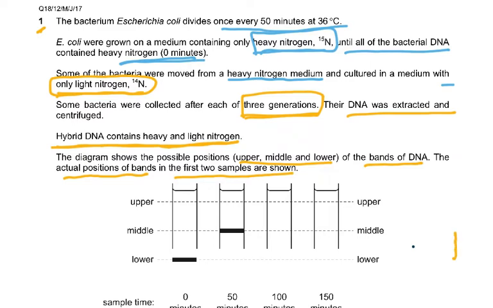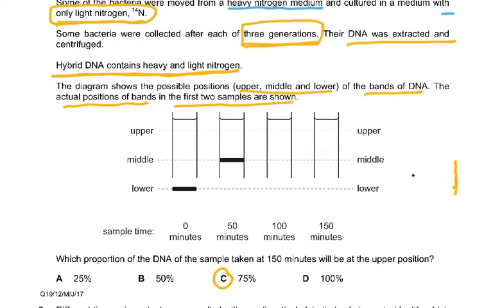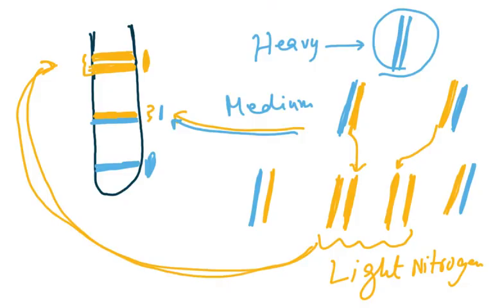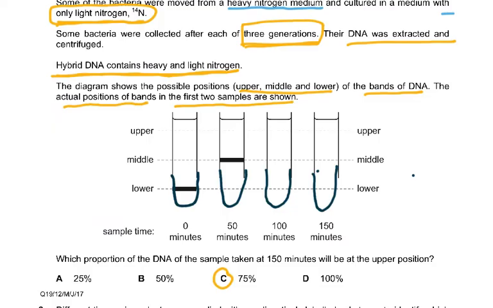So upper, middle, lower. If you look at the first one, at 0 minutes, all of it was heavy. So it all sank to the bottom of the test tube. This was the test tube which they had shown, and I think this diagram is slightly incomplete. So everything was at the bottom, and then at 50 minutes, because there was one light and one heavy strand, it settled up here. You can see this is where you saw it.